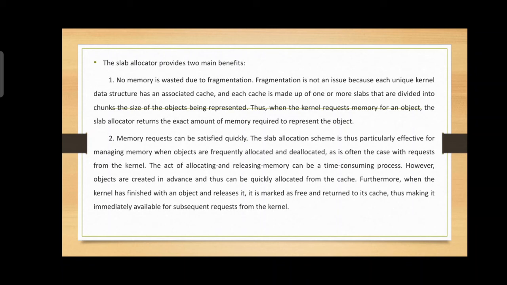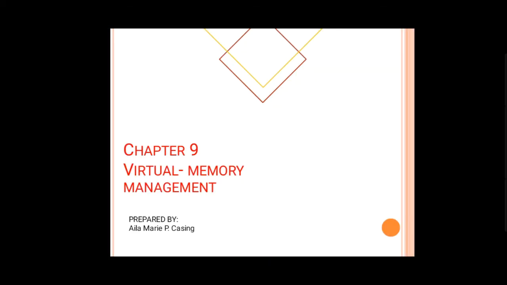The slab allocation scheme is thus particularly effective for managing memory when objects are frequently allocated or deallocated, as is often the case with requests from the kernel.